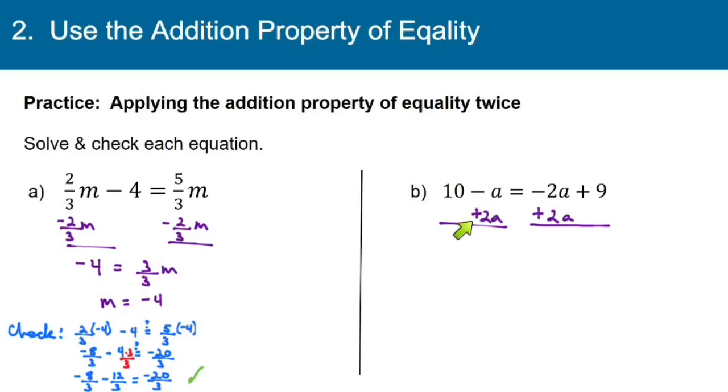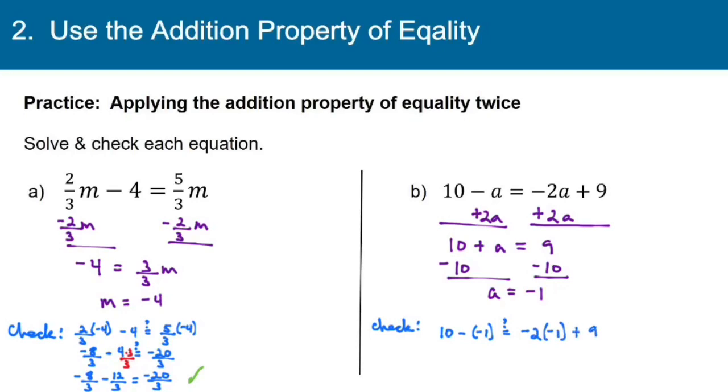And now let's combine like terms on the left side. 10 minus 1a plus 2a is going to add up to 10 plus 1a. On the right side, -2a plus 2a plus 9 adds up to just 9. Now we continue trying to isolate the variable, so we need to eliminate the positive 10. So I'm going to say minus 10 on both sides, and that's going to give us a equals 9 minus 10, which is -1.